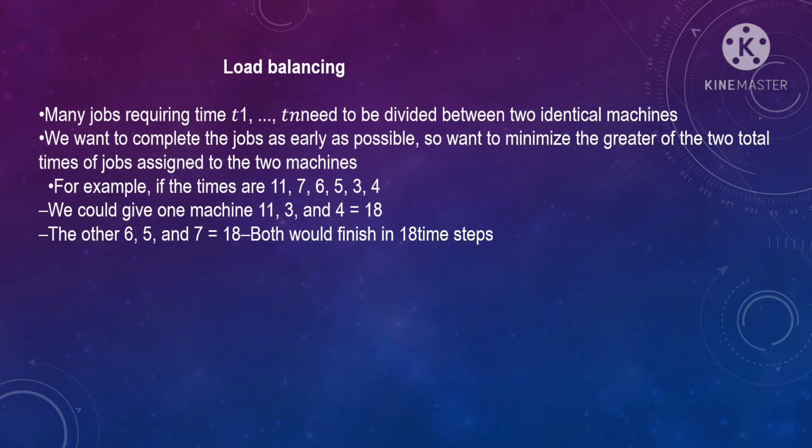Many jobs requiring times T1 through Tn need to be divided between two identical machines. We want to complete the jobs as quickly as possible, so we want to minimize the maximum of the two total times of jobs assigned to the two machines. For example, if times are 11, 7, 6, 5, 3, 4, we could give one machine 11, 3, and 4. So 11 plus 3 plus 4 is equal to 18. The numbers 6, 5, and 7 equal 18. Both would finish in 18 time steps.